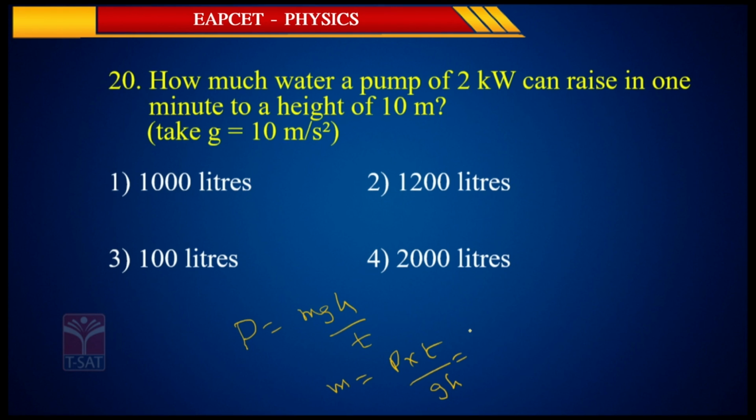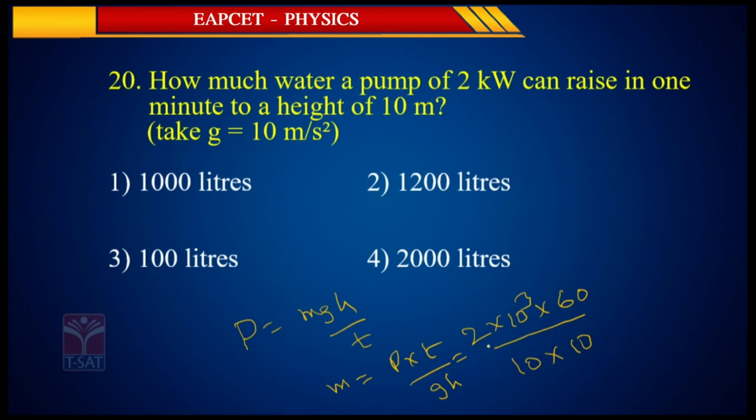Power how much given, children? 2 kilowatt. 2 kilo means 2 into 10 cube, into time in minute. 1 minute is equal to how many seconds? 60 seconds. And here 2 into 10 cube into time by g value is given 10. And h, how much height is there? 10.